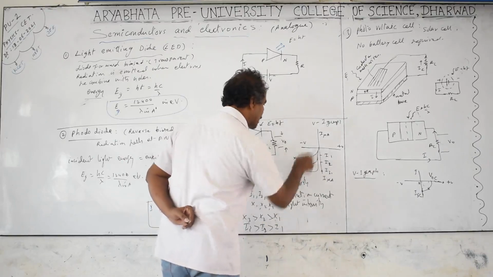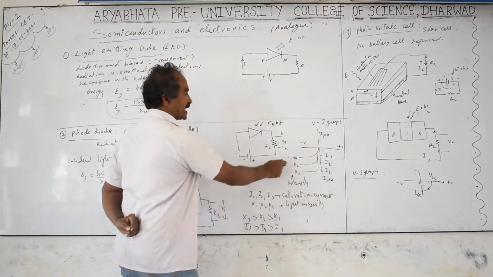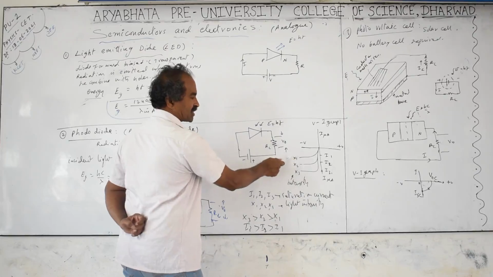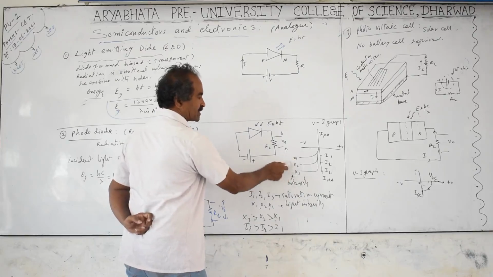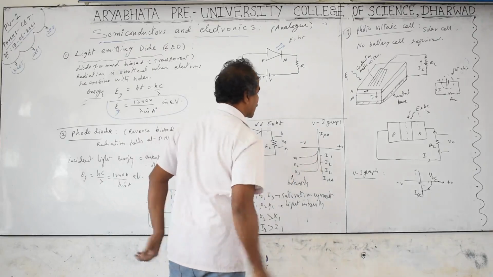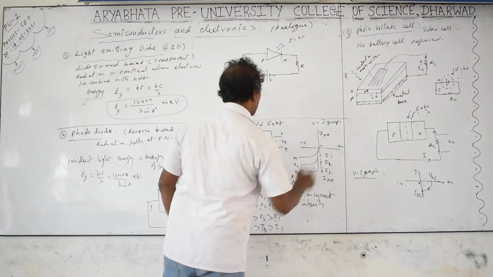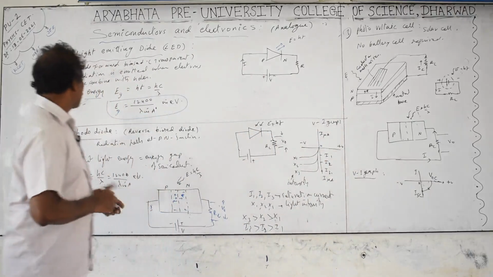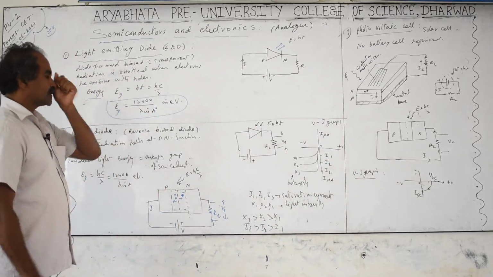They will ask you the ratios in the diagrams, which one is more. X1 is less intensity, so less saturation current. X3 is the most intensity. X3 more than X2, more than X1, so I3 more than I2, more than I1. Saturation currents we take in microamperes, and this photodiode requires a battery and also a series resistance.